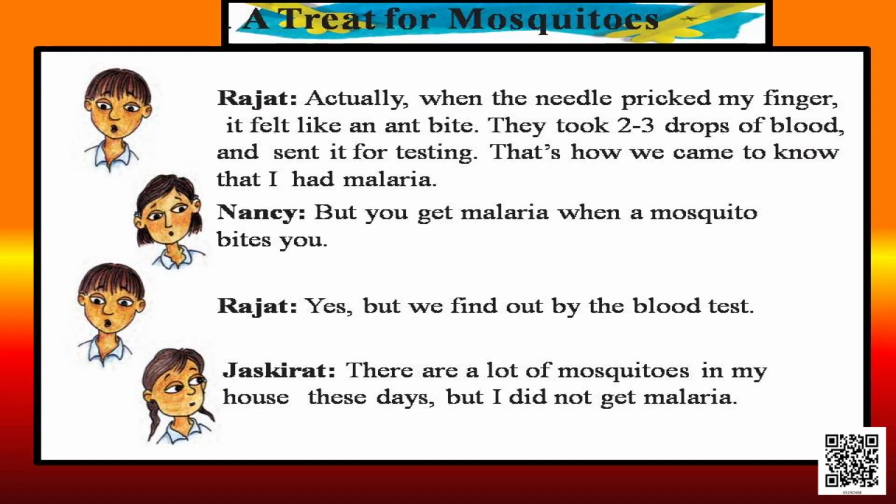Now Jaskirat was more curious. She asked again, there are a lot of mosquitoes in my house these days, but I did not get malaria. What a funny part. Jaskirat tells that in his house there are a lot of mosquitoes. Then how come she has not yet got malaria? Do you think malaria is caused by any kind of mosquito?